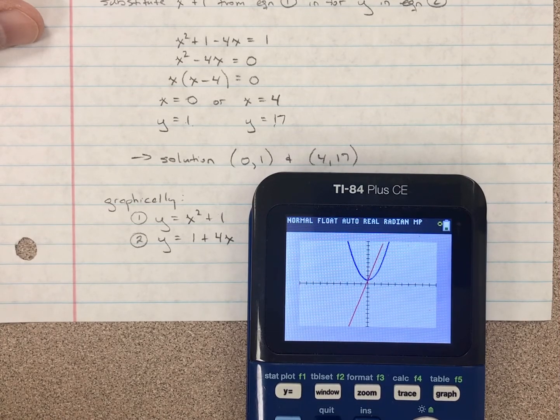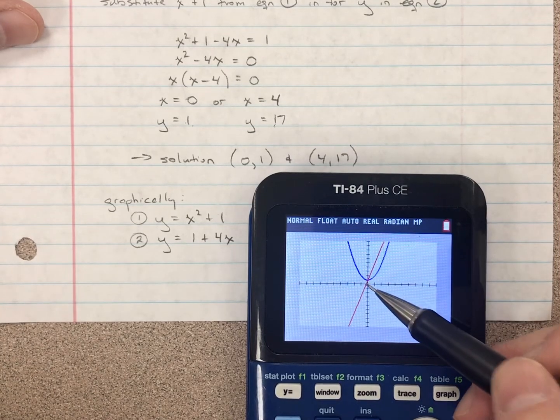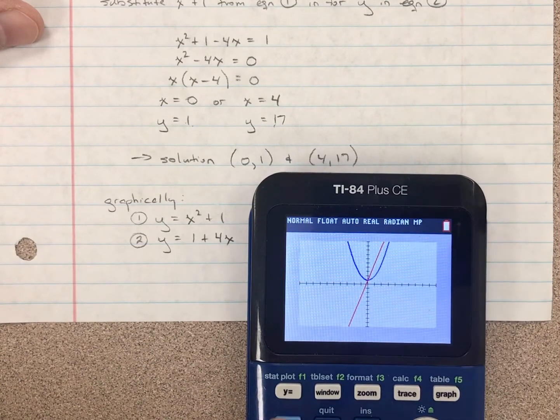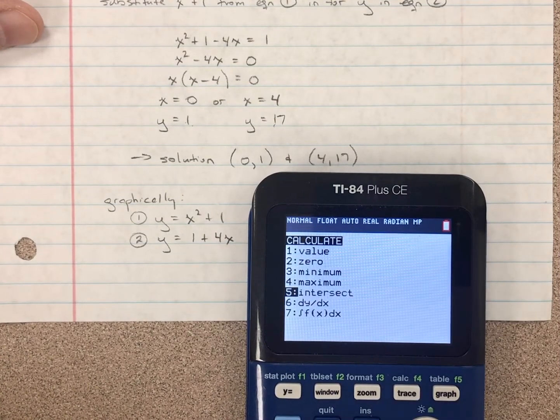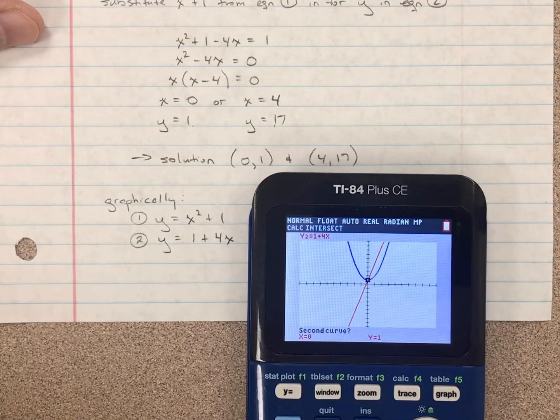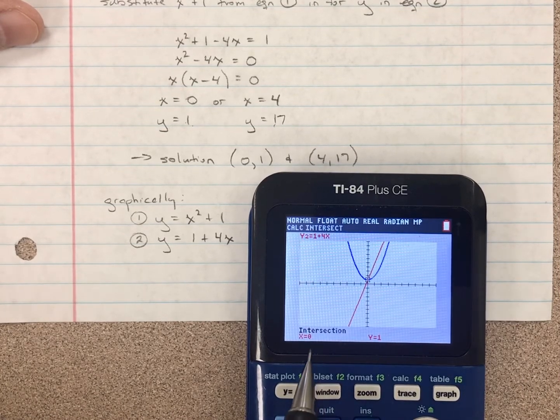The red is my line, and you can see it intersects right there, and that looks pretty clearly like the point 0,1. We can do a quick calc on that intersection. Right there, I want it, and it says yep, so 0,1 is the solution to both.